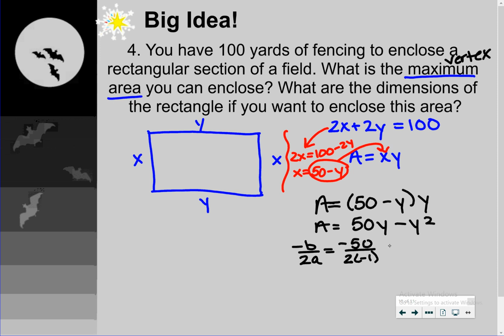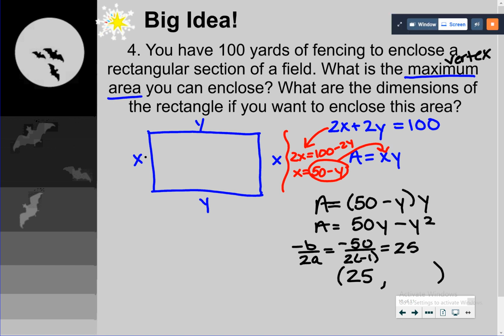-50 over -2 gives me 25. That's the x coordinate of my vertex. It's also the x value up here in my picture that's going to maximize the area. So now you have two options to find the y that goes with it. Well, to find the y value, I guess, at the top. Option number 1 is you can plug 25 into the area equation. Let's go ahead and do that.